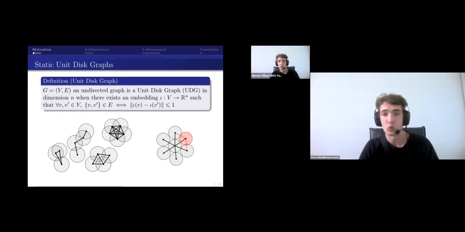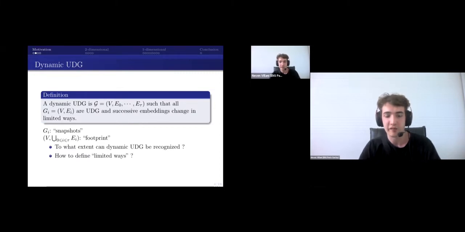This question has already been quite studied in the static case. But we are interested in attempting to find a temporal equivalent to unit disk graphs. We define a dynamic unit disk graph as a sequence of graphs so that all graphs are UDG, and the embeddings vary in only limited ways from one instant to the next. In particular, most of our work so far has been devoted towards attempting to define what movements to allow in a way that is both physically reasonable and computationally tractable.